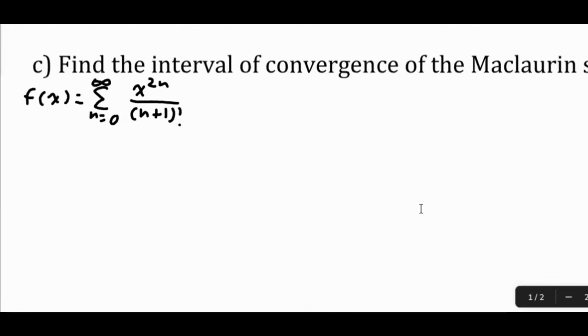Okay, so part C wants us to find the interval of convergence of the Maclaurin series for f. And so I went ahead and wrote f of x in its series form. And remember, to find the interval of convergence, we need to use the ratio test. So let's go ahead and do that.